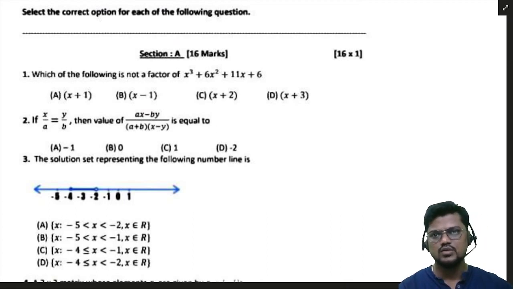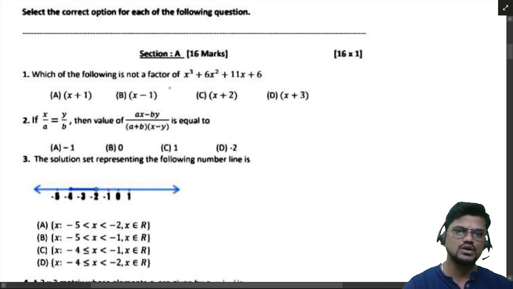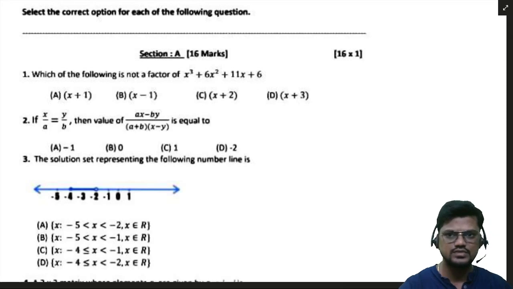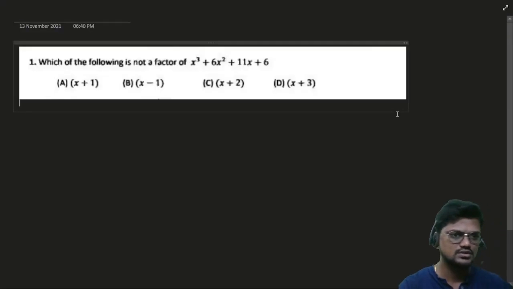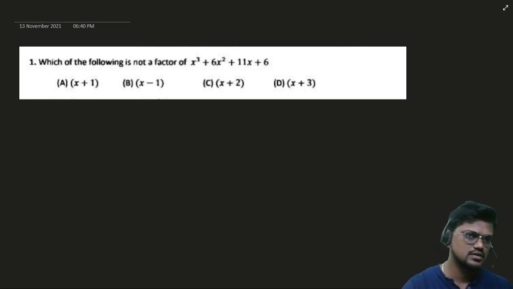Okay, now what you have over here, which of the following is not a factor of this? So how to solve this? Which one of them is not a factor? Can anyone tell me verbally how do we solve this question? Any one of you can tell me verbally. We will substitute x equal to minus 1, then find it. Yes, exactly, 0.